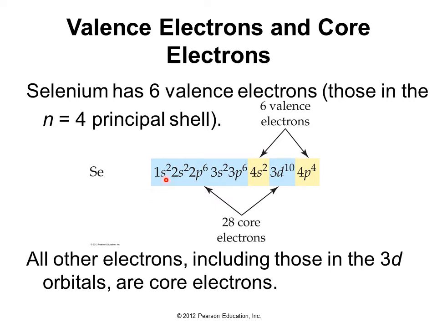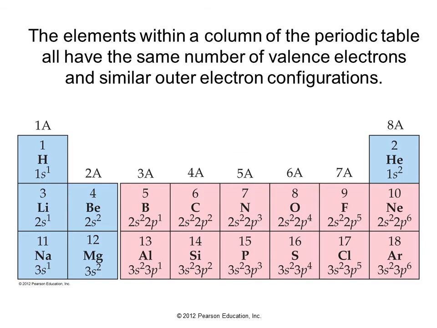Selenium has 6 valence electrons. Notice here's the core, and then we arrive at the 4th level with 4s2, and we have gone back to fill the 3d level, which is underneath the outer shell. It's not part of the outermost principal quantum number, and so selenium counts as having 6 valence electrons: 4s2 and 4p4. These are all part of the core, the blue. All the electrons, including those of 3d, are called core electrons, other than the valence electrons.